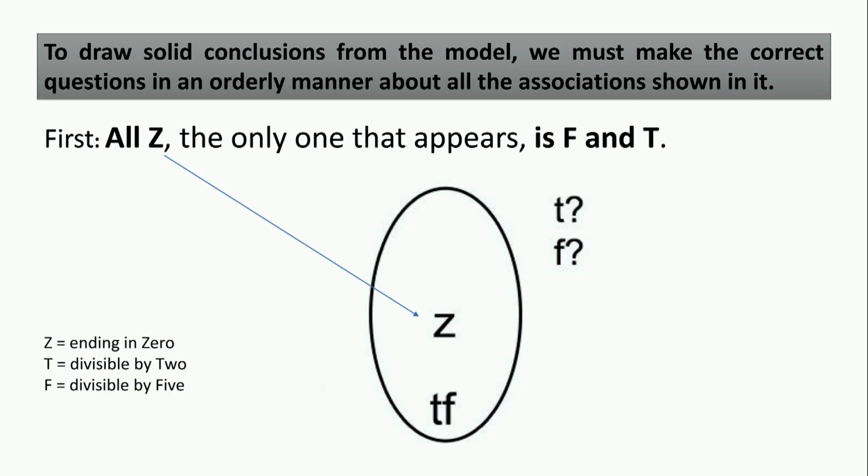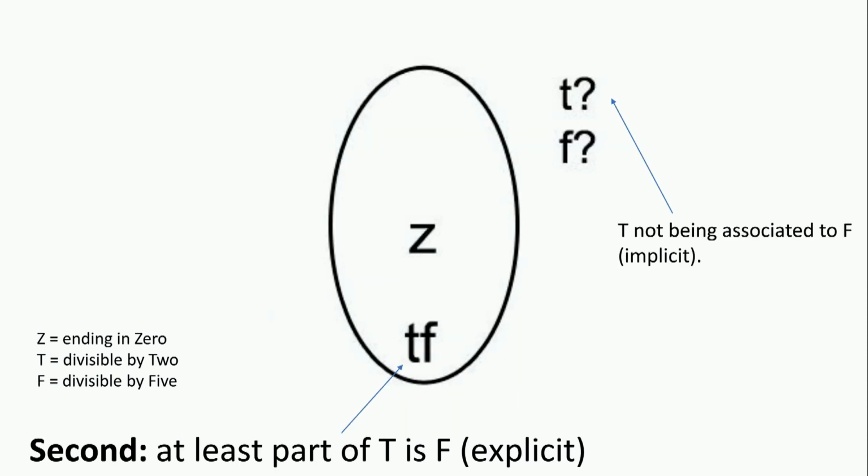To draw solid conclusions from the model, we must ask the correct questions in an orderly manner about all the associations shown in it. First question. How many types of Z are associated with F and T? All or part? Answer. We see in the image that all Z, the only one that appears, is F and T. Second question. Are all types of T necessarily associated with F or only a part of them? Answer. We see that only a part of the types of T is necessarily associated with F, so we can conclude that at least part of T is F.